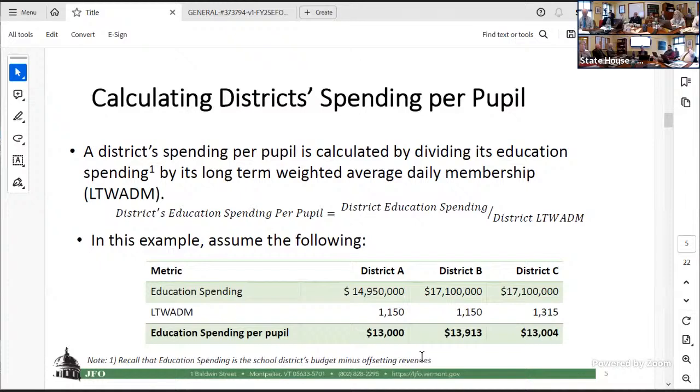And we can see some differences here across districts. See how District B and C have the same education spending, because District C has more long-term weighted ADM than District B, correspondingly, they have a lower spending per pupil. We can also see that District A and B have the same number of long-term weighted ADM, but because District B has a higher education spending, they in turn have a higher spending per pupil. That's the first part of the calculation.